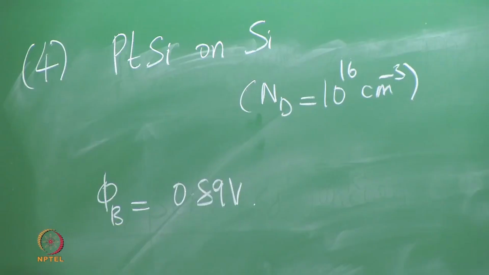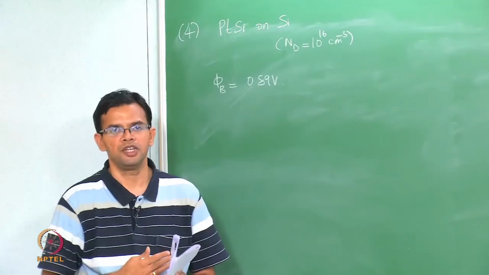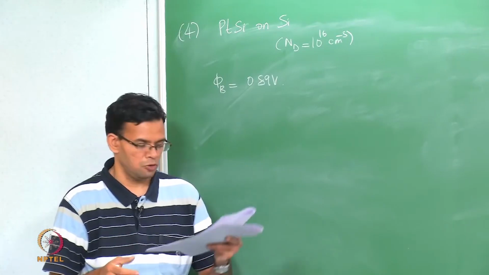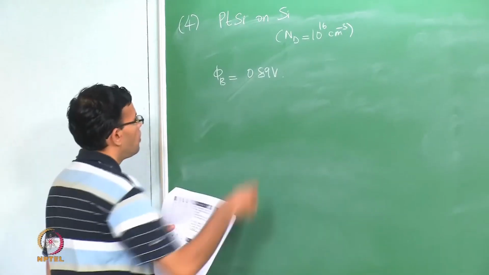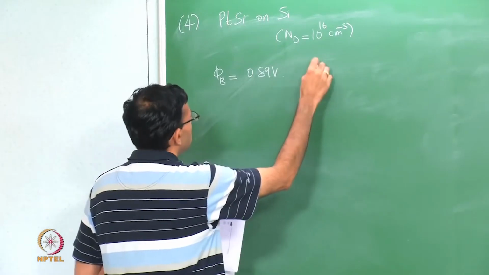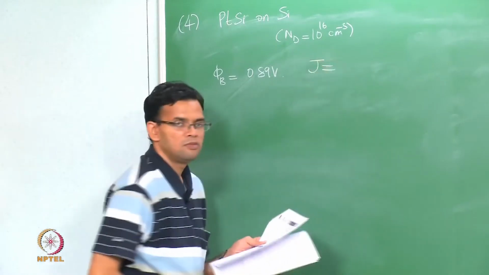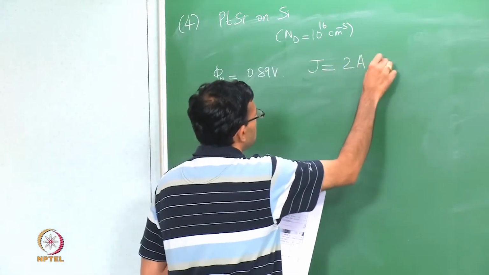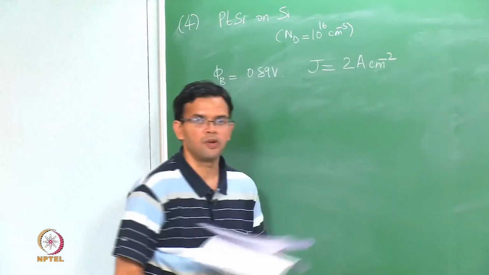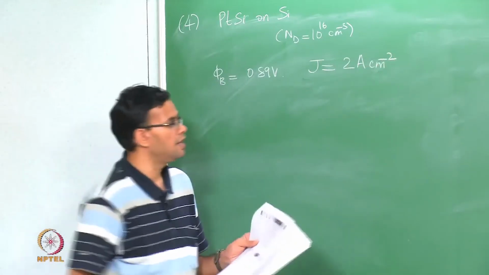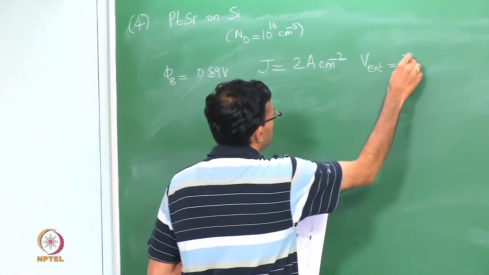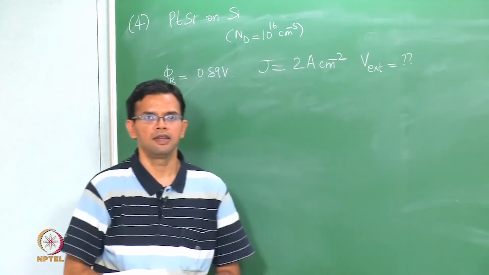One of the advantages of doing a post annealing is that it usually eliminates some of the defects, so that your barrier is essentially very close to your theoretical barrier. So, once again we want to calculate. The forward current is known. J is given to be 2 amps per centimeter square, and we want to calculate the value of the voltage. V external is what we want to calculate.